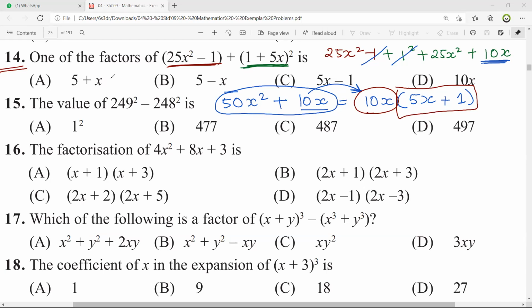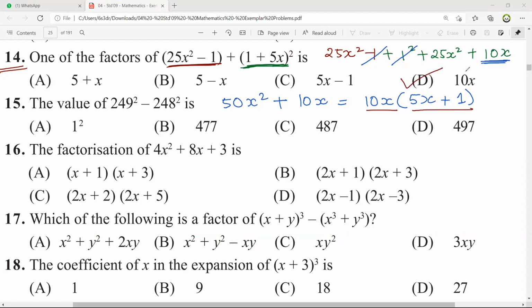Okay, just a second. Let me just erase this. So you can see that over here we have, what are the two factors? Okay, Mridula, can you just look at the factorization that we have done, and tell me what are the two factors? Ma'am, 10x and 5x plus 1. Yes. Now, can you look at the option that you said, and tell me whether, yeah, this one, right? Ma'am, D. So 10x is one of the factors.